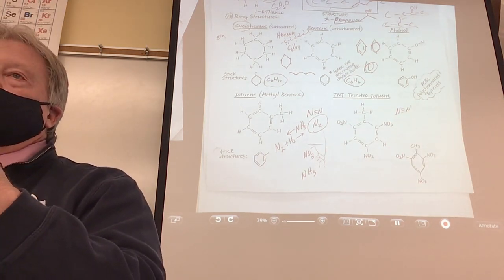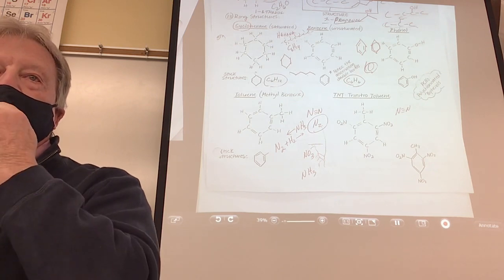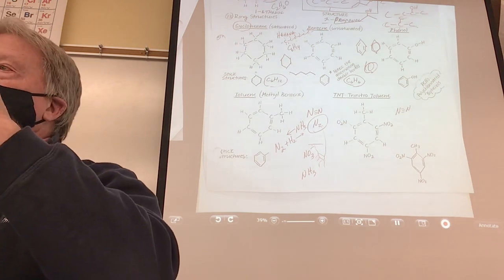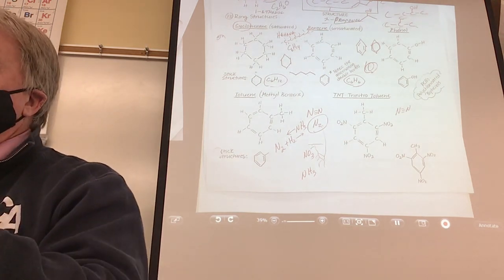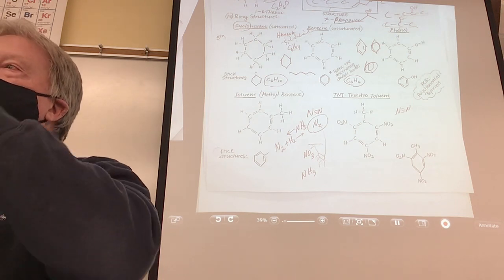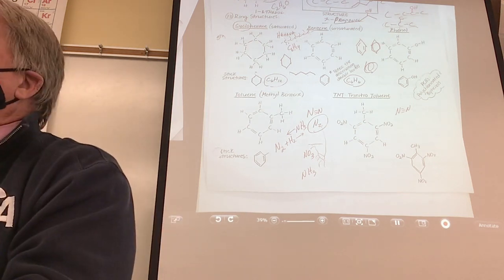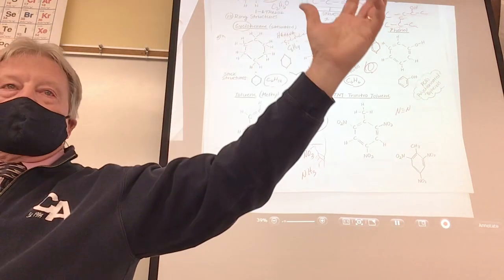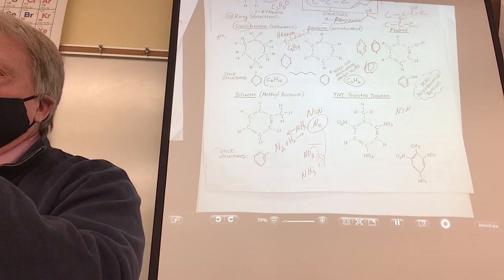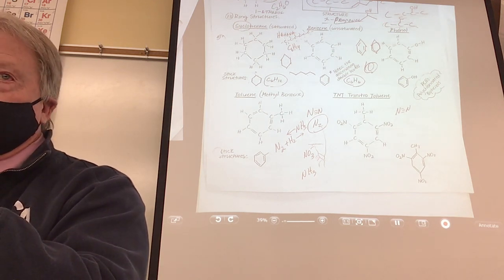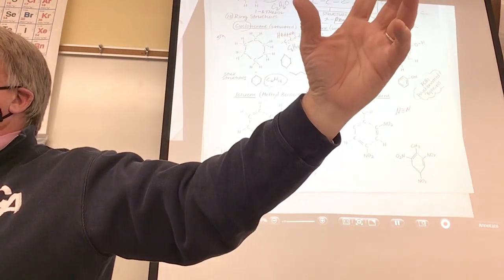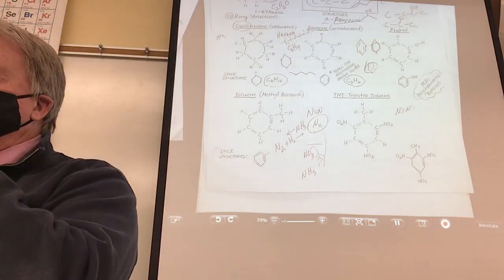So if you were to set TNT off, what would happen is this big molecule would turn into a lot of little ones like water and N2, and all the energy that used to be holding that thing together, we don't need it anymore. And so it's released. And the gases around this explosion will heat up so fast that it'll set up a supersonic wave of air. And that's how you blow things up.